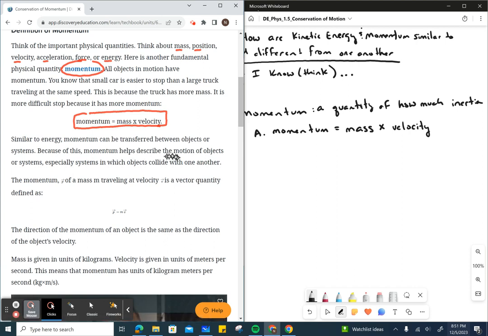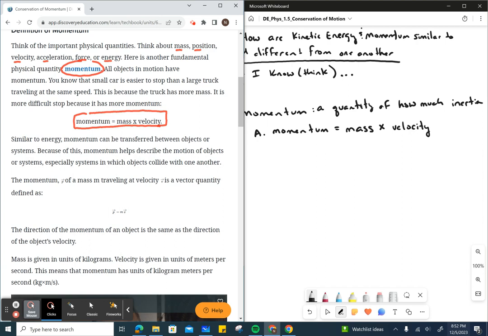Similar to energy, momentum can be transferred between objects. You know that if you are on the playground, basketball court, or soccer field, and somebody runs into you, you're going to be knocked off of your feet, right? Because there is a transfer of energy happening there. Similar to a car accident, the energy from the car that hits you is going to be transferred into your car. Maybe it's going to bend up your fender. Maybe it's going to do more damage than that, right?